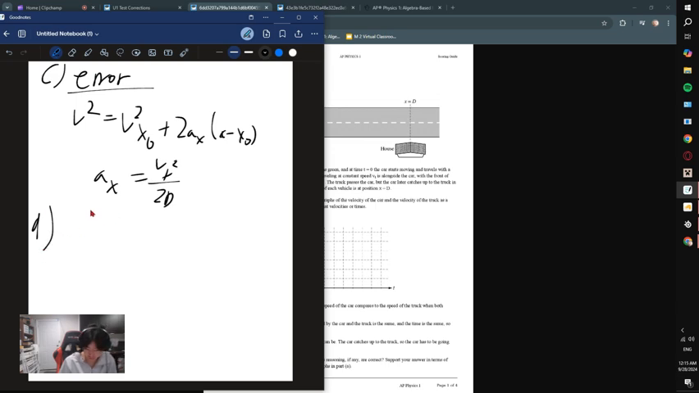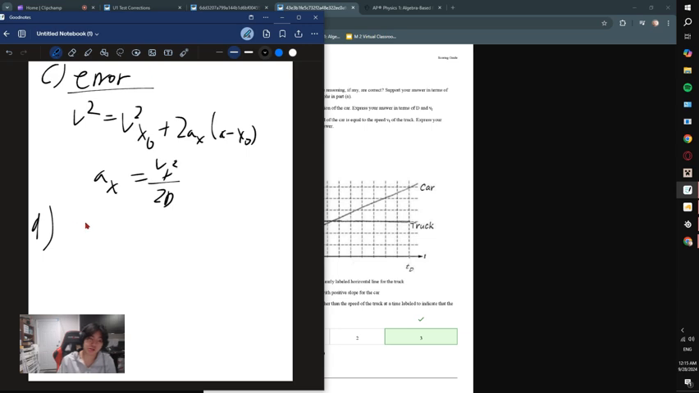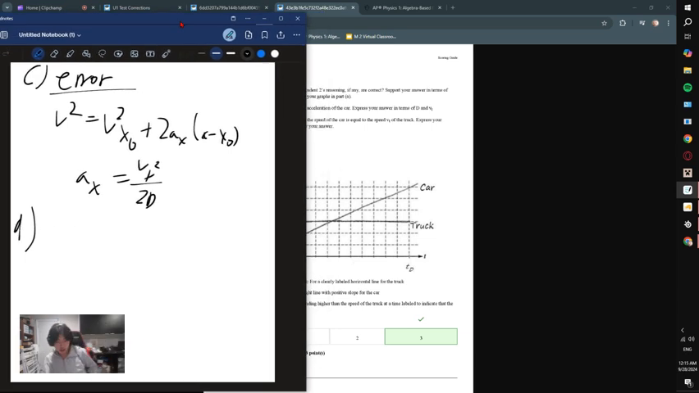Part D. Oh, why am I looking at paper? I should look over here. To determine the time at which the speed of the car is equal to the speed of the truck, so just the midpoint right here. So that's your answer in terms of vt d, or just t of d, and then justify your answer. So I did get this one wrong, but let's solve it first.